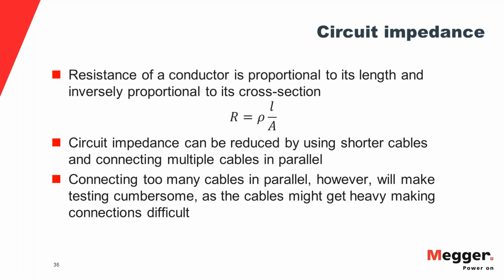The circuit impedance can be reduced by reducing the length of the connections. You use shorter cables, you connect multiple cables in parallel. As you can see here, resistance is directly proportional to the length of the cable, inversely proportional to the cross section. You don't want to use too thick cables because that will increase the depth of the conductor, increasing the inductance of the circuit. You can use multiple conductors in parallel. If you use too many conductors in parallel, though, that results in the cables being too heavy, and that can make testing cumbersome because connections between the test set and the breaker gets difficult if the cables get too heavy.